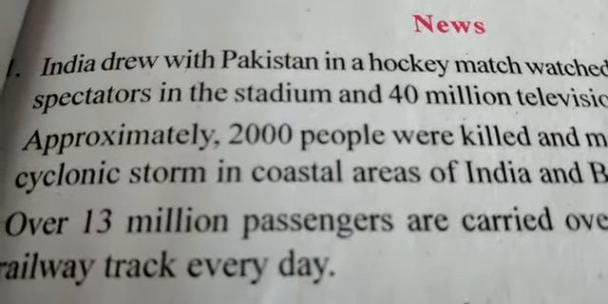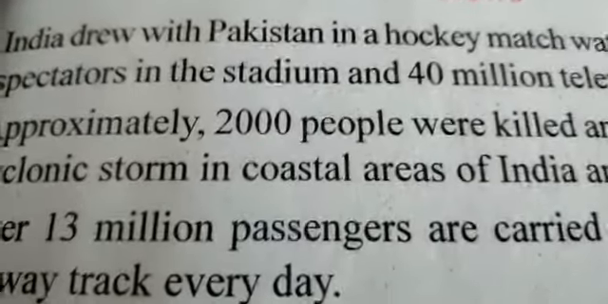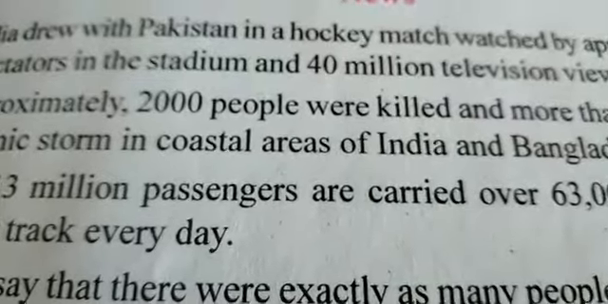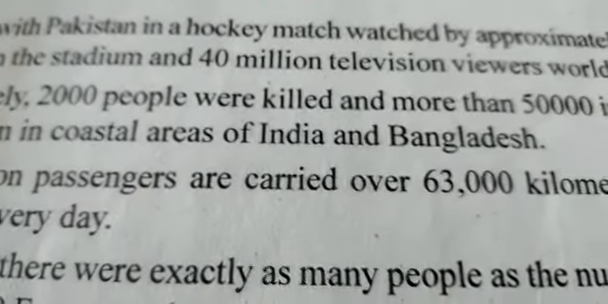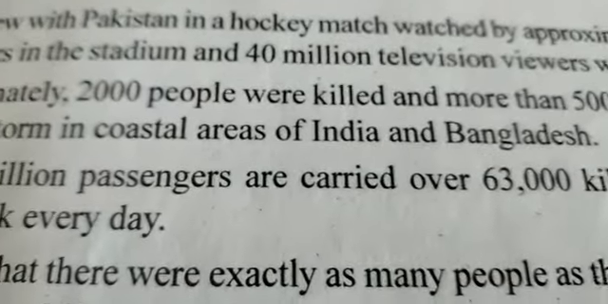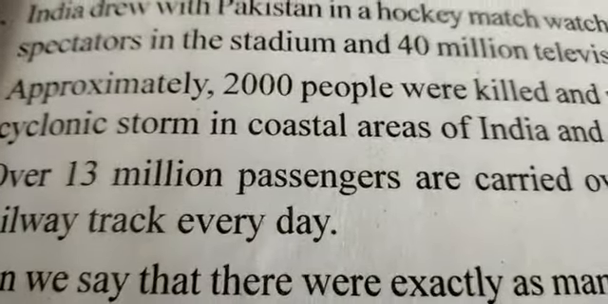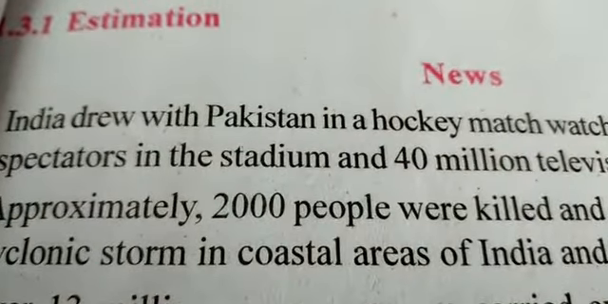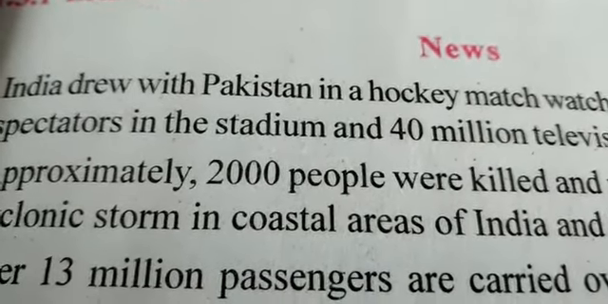approximate figures. You might have heard them saying, like you can see here, 2,000 people were killed and more than 3,000 or 4,000 people were wounded or injured in so and so accident, or there were more than 1 lakh spectators in the stadium watching the hockey match.